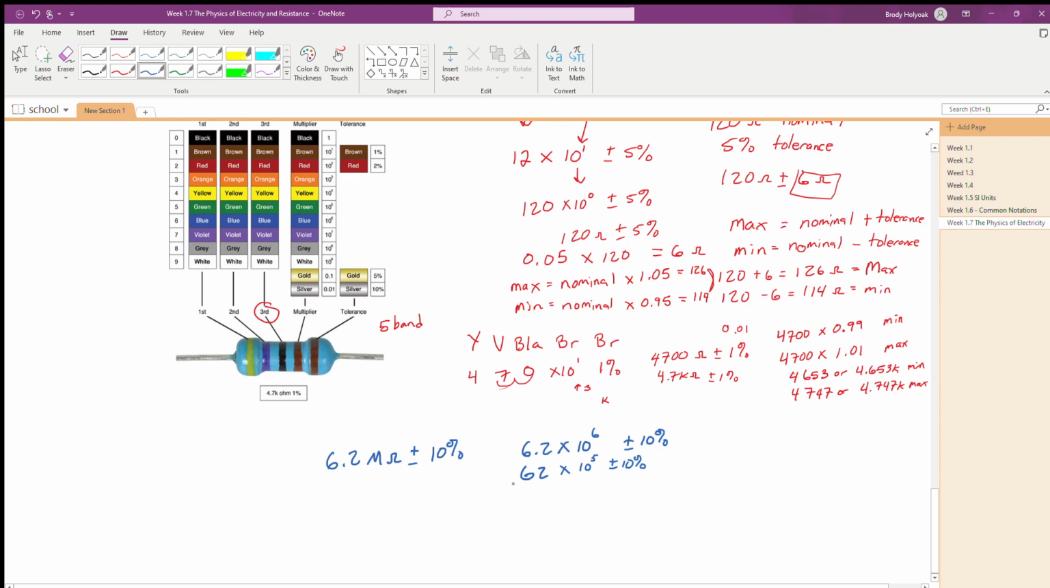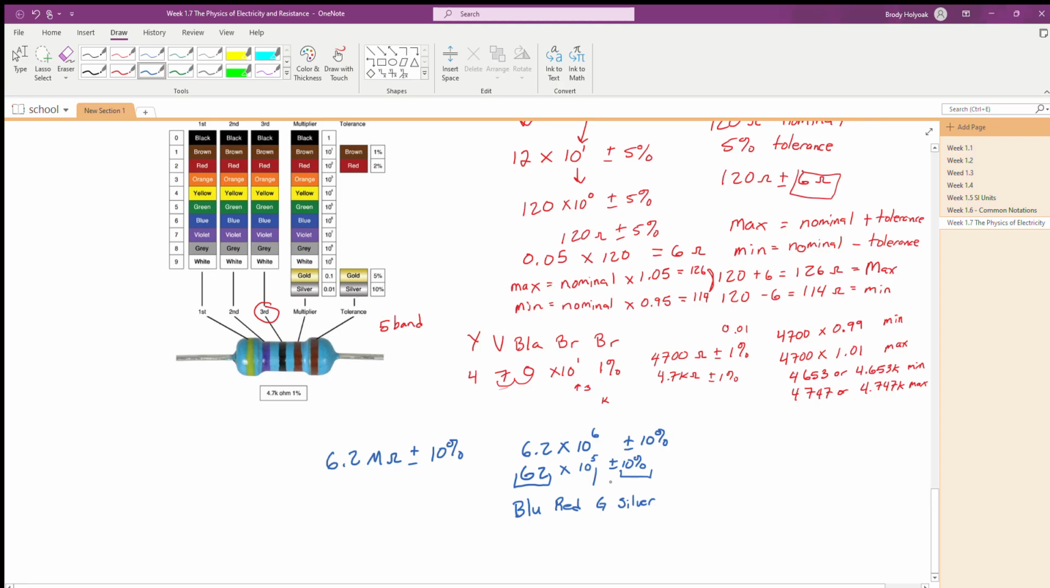Now I have my 2-digit code, my power, and my tolerance. So I can look, 62 is going to be a blue, 2 is going to be red, 5 is going to be a green, and 10% tolerance is going to be silver.